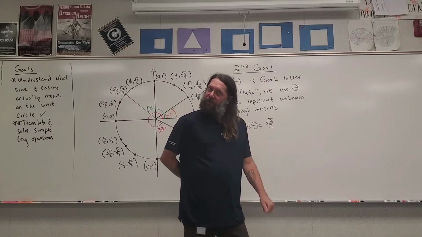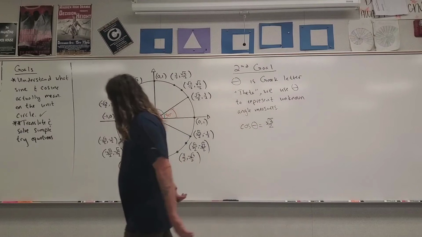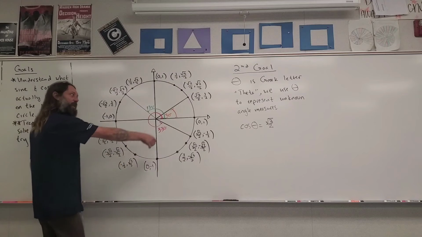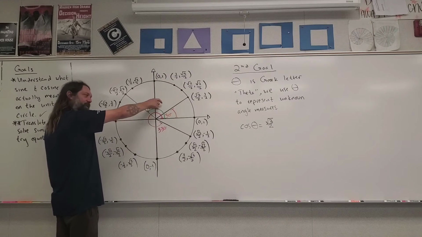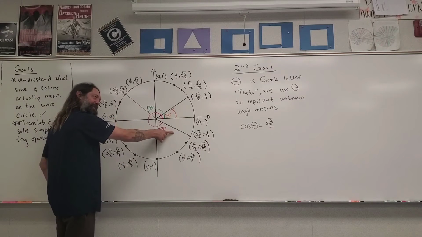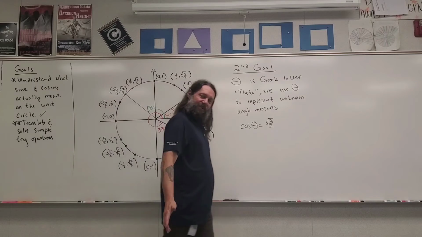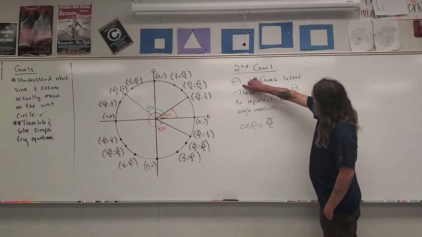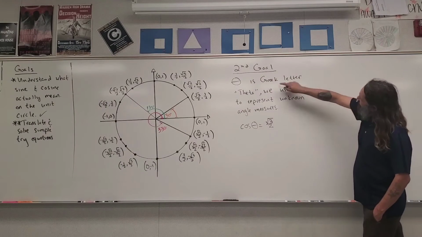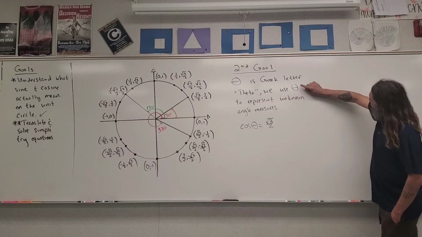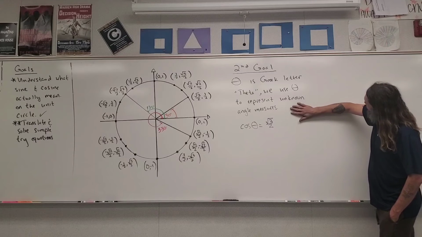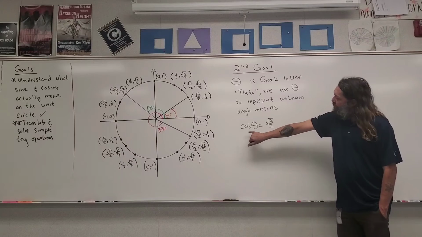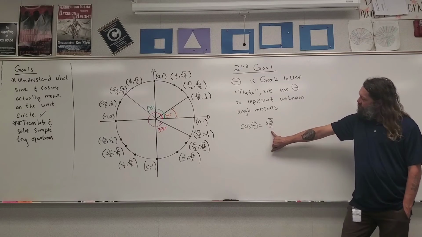I'm back. Let's do our second goal here, and that's to translate and solve simple trig equations. I still have my three angles: my 30 degree, my 135 degree, and my 330 degree angle. I'm going to start off with this symbol. This symbol is the Greek letter theta, and we use theta to represent unknown angle measures. What I have written here is a very simple trig equation: cosine of theta equals square root of 3 over 2.